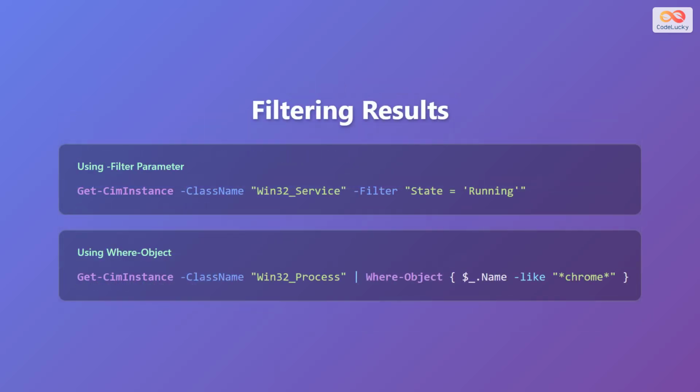When querying system information, you often need to filter results to find specific data. There are two main approaches. First, you can use the -Filter parameter with Get-CimInstance. For example, to find only running services, you would add -Filter "State='Running'". This filtering happens on the server side, making it more efficient. Alternatively, you can pipe the results to Where-Object for client-side filtering. For instance, to find all processes with Chrome in the name, you would pipe to Where-Object and use a script block to filter by name.